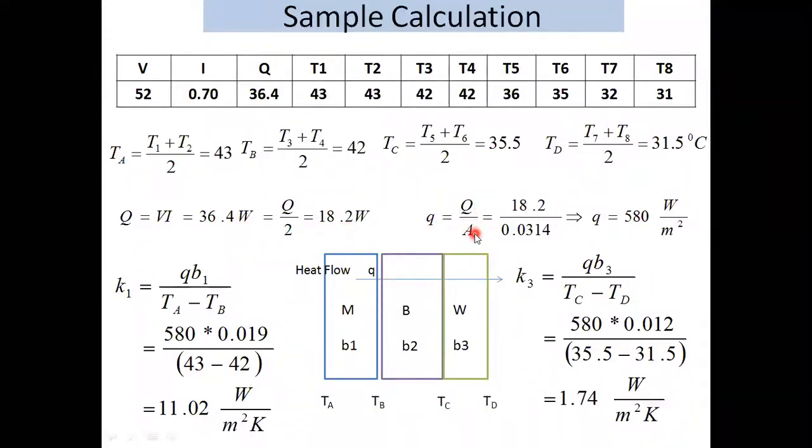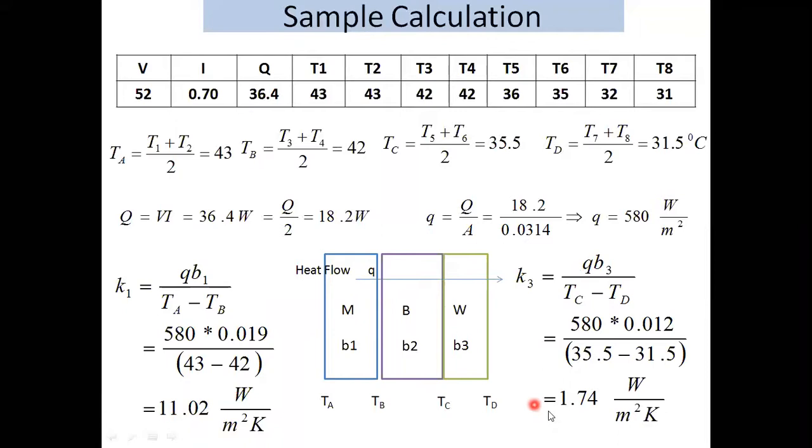So Q upon area, that is 18.2 upon area, which is pi by 4 d square. Here d is the diameter of the circular plate, considering 200 mm. So our heat flux is 580 watt per meter square. If you put here 580 watt per meter square, with the slab thickness of mild steel, that is 19 mm, and Ta minus Tb, that is 43 minus 42, it turns out the thermal conductivity of mild steel is 11 watt per meter Kelvin.